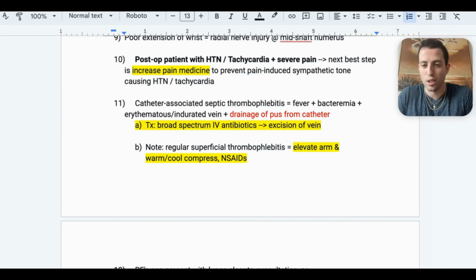So they're in a ton of pain, they're grimacing, they're squeezing down. You want to give them more pain medicine so they're more comfortable. That'll fix the hypertension and tachycardia.